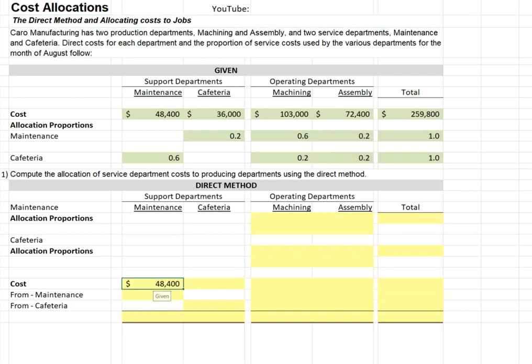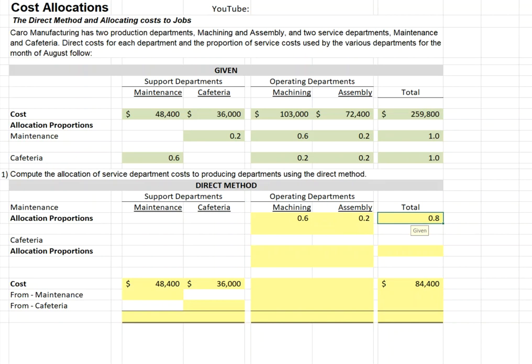We begin by picking up our cost allocations, $48,400 in direct cost for maintenance, $36,000 for the cafeteria. This problem is only concerned about indirect costs, not direct costs, so we'll leave the direct cost for the machining and assembly departments blank, giving us a total cost allocated of $80,400. The proportion of our cost that we're allocating to machining was given at 0.6. The proportion of cost to assembly is 0.2, for a total of 0.8.